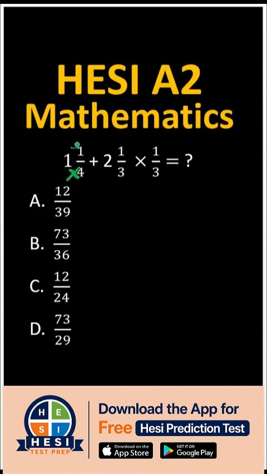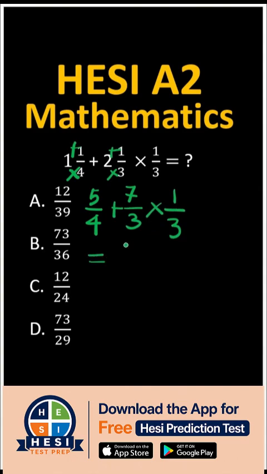So 4 times 1 is 4 and 4 plus 1 is 5. So that's 5/4 plus 2 times 3 is 6. 6 plus 1 is 7. So that's 7/3 times 1/3. So as we use PEMDAS, we have to do multiplication first. So 5/4 stays the same, and 7 times 1 is 7, and 3 times 3 is 9.